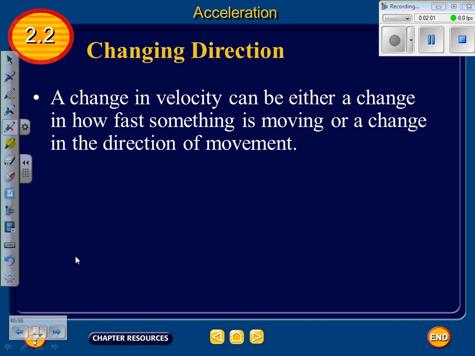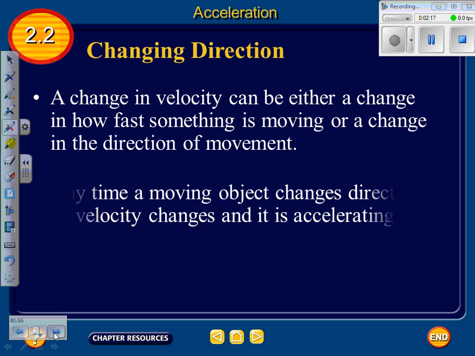A change in velocity can be either a change in how fast something is moving or a change in the direction of movement. Just like the example given of the NASCAR track, that is a change in velocity because the direction is constantly changing. A change in velocity or acceleration can also occur because of the change in direction. Anytime a moving object changes direction, its velocity changes and it's accelerating.